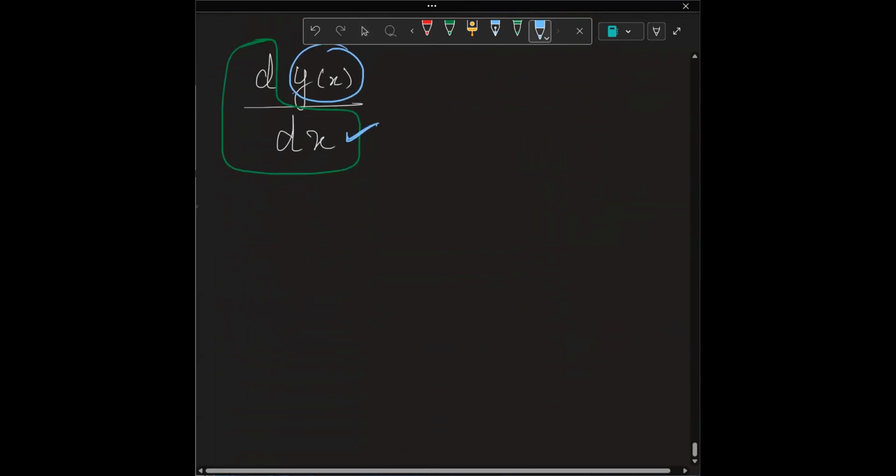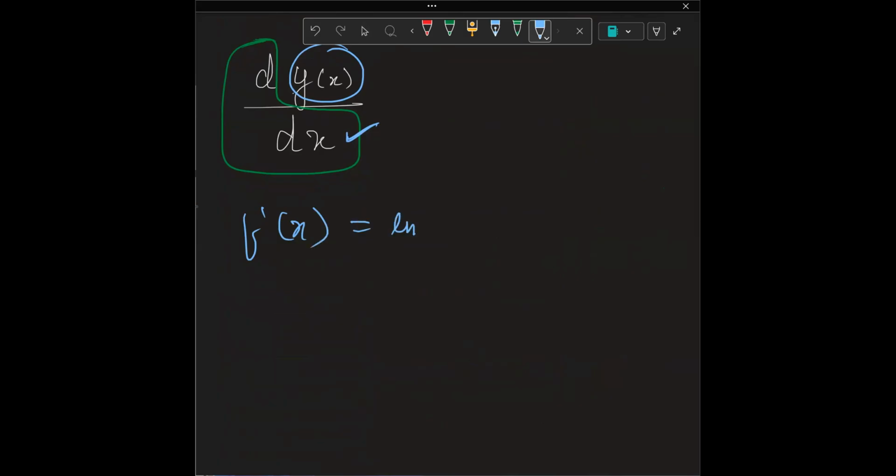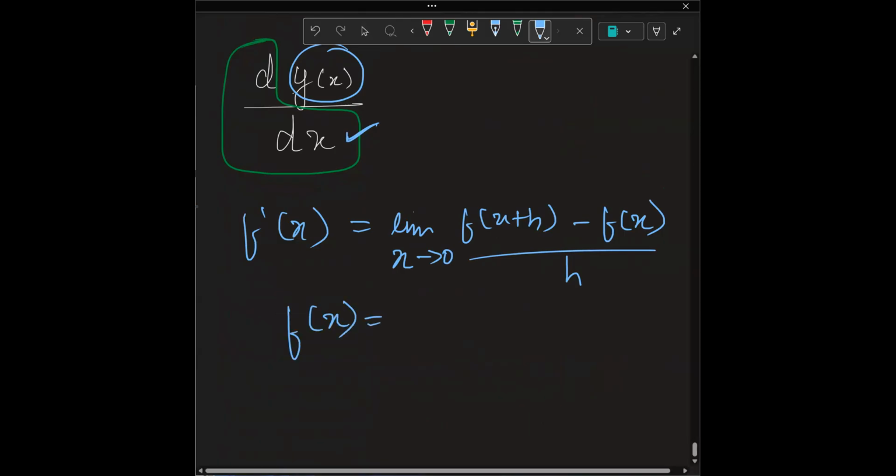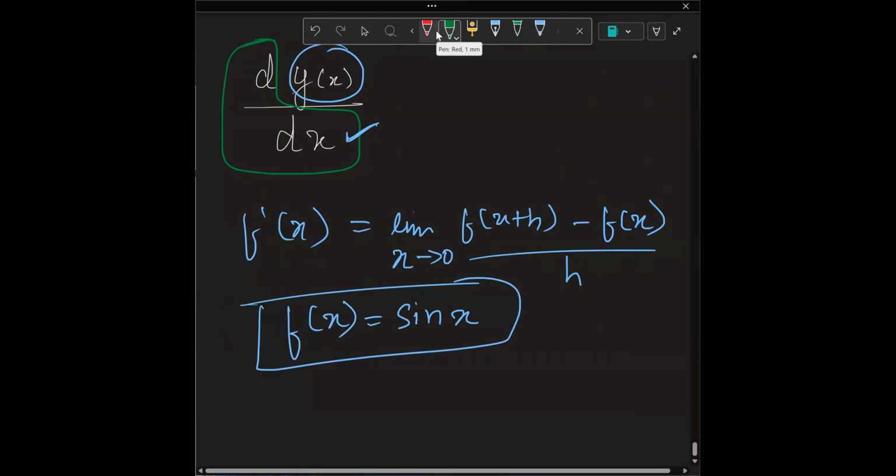You can also write it like this: f dash x is the limit h tending to 0 of f(x plus h) minus f(x) over h. You can write it like this also. Your function is sin x. Solve using the first principle and tell me what your differentiation is.